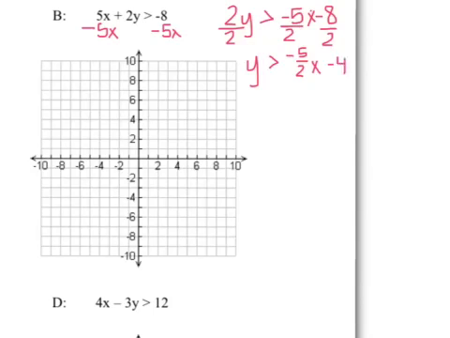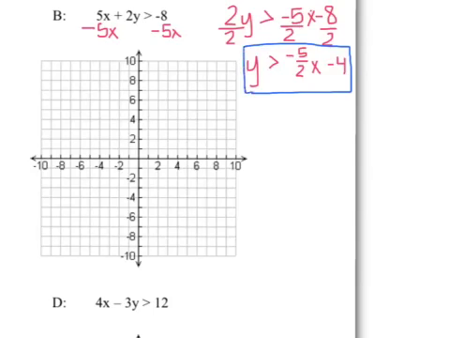Remember that if you multiply or divide by a negative number, that flips your inequality sign. That still applies here. All of those rules still apply when you are working with your equation. Okay, so now we have our final equation, and we need to graph it.